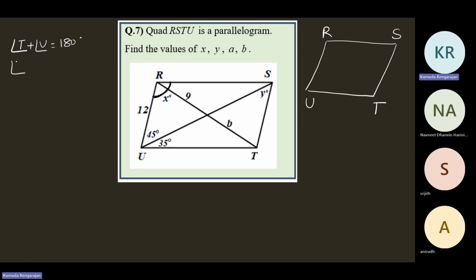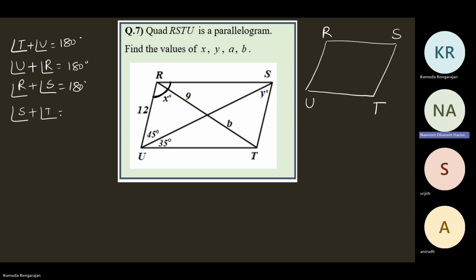Continue. Angle U plus angle R is equal to 180. Next, angle R plus angle S is equal to 180, then angle S plus angle T is equal to 180. Correct. So these are the four pairs of adjacent angles that are supplementary in a parallelogram.